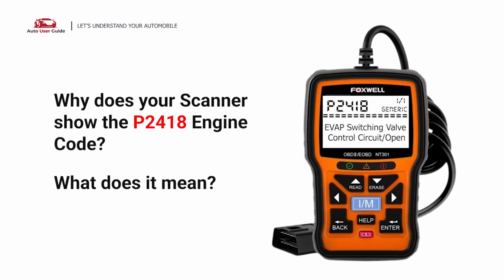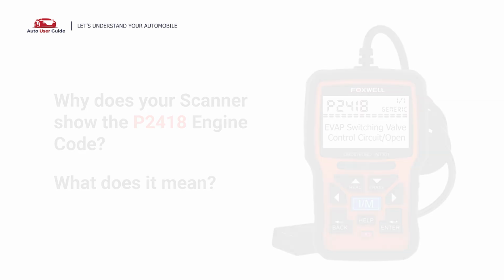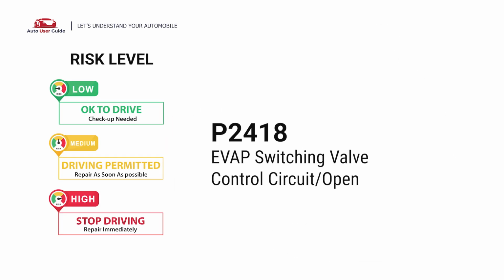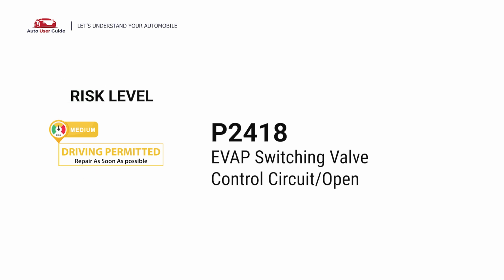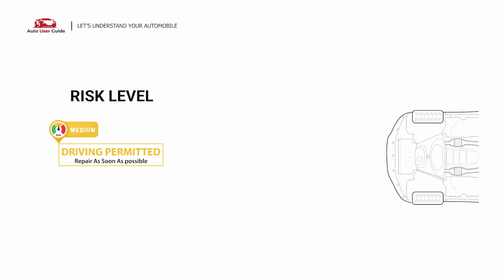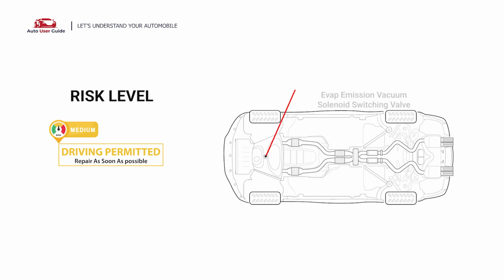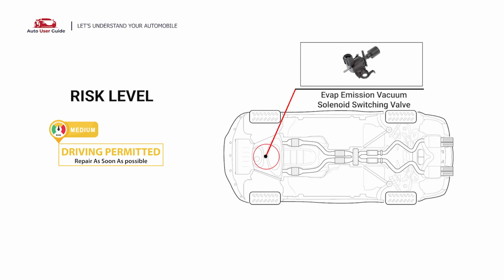Why does your scanner show the P2418 engine code? What does it mean? P2418 is a diagnostic trouble code for EVAP switching valve control circuit open. This engine code indicates that there is a voltage problem with the EVAP system and its switching control mechanism. Under this circumstance, short-distance driving is permitted, but your vehicle should be repaired as soon as possible.